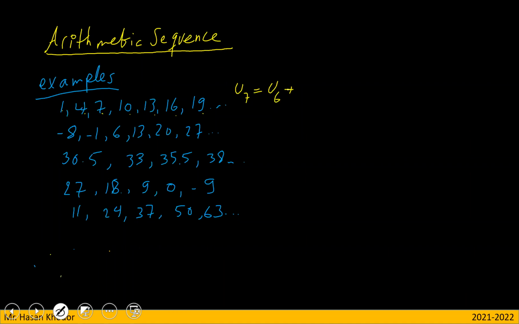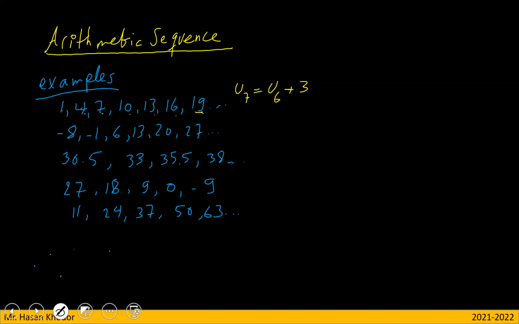3. So I can look at the 6th term here, which is 19, and add 3. So the new term will be 19 plus 3, it will be 22. 22, exactly. So we say U7 is equal to U6 plus 3.